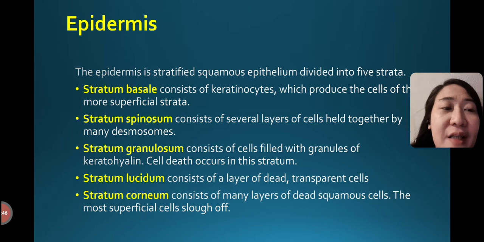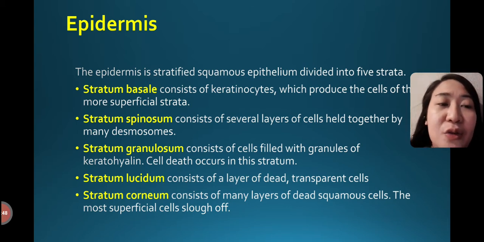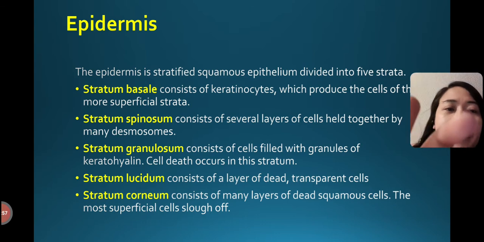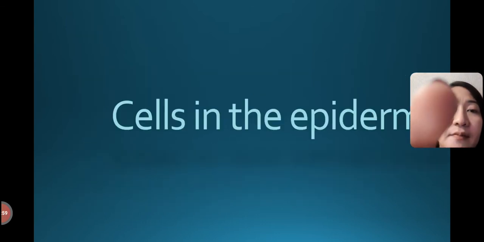Lucidum consists of a layer of dead transparent cells. And the stratum corneum consists of many layers of squamous cells, where the most superficial cells slough off. Ayan. Slough off yung corneum natin.